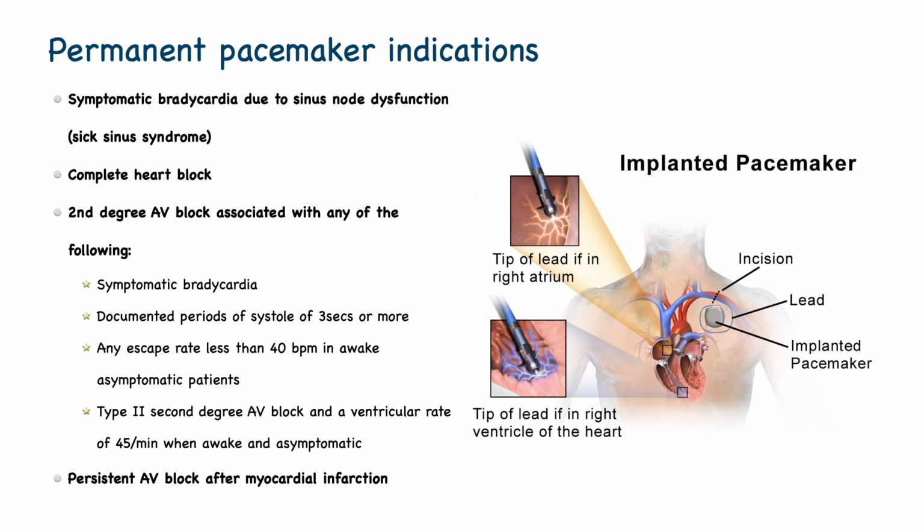The other indications could also include second-degree AV block with any of the following, which include symptomatic bradycardia, documented periods of asystole of 3 seconds or more, any escape rate less than 40 beats per minute in awake asymptomatic patients, type 2 second-degree AV block, and a ventricular rate of 45 beats per minute when awake and asymptomatic, as well as persistent AV block after myocardial infarction.